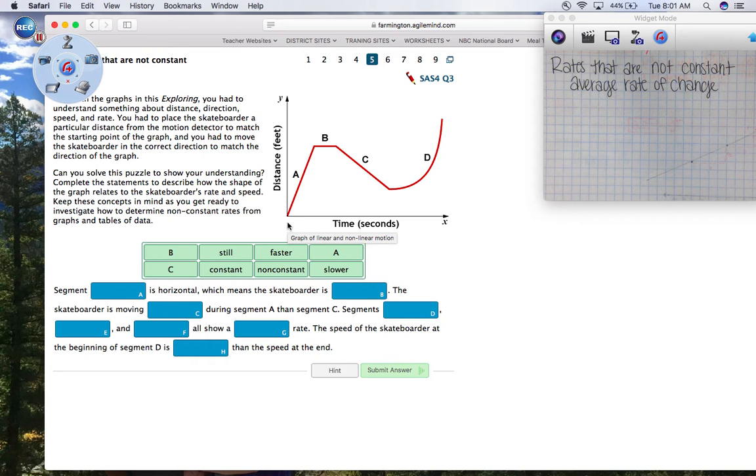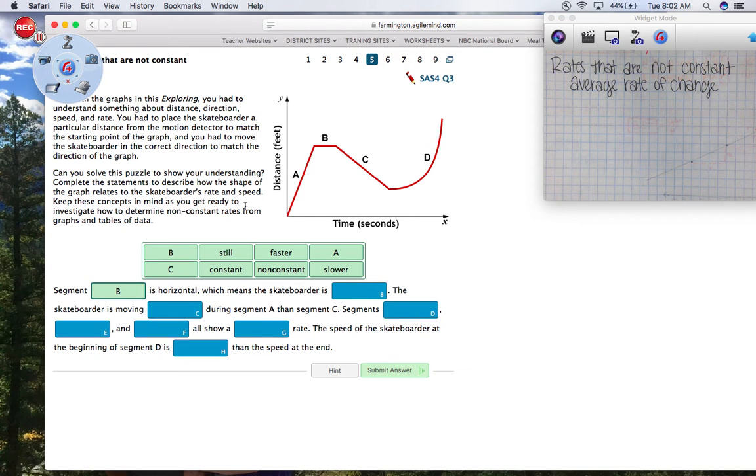So if you look, segment A starts at 0, 0. Of course, these aren't labeled, just like on the card sorting activity we did. So notice A is moving away because the distance is increasing. B is horizontal, so we'll talk about what that means. C is moving negative, so the distance is decreasing. And then D makes that curve. So segment blank is horizontal, so segment B is horizontal.